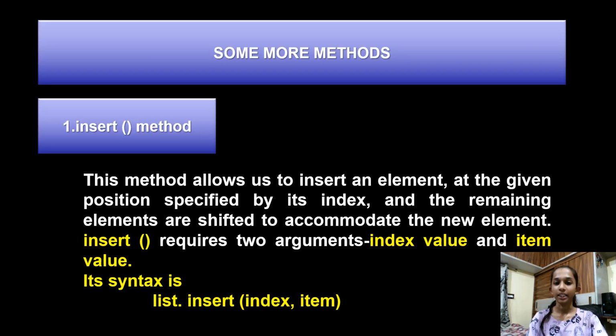Let us discuss the methods in list. First one, the insert method. This method allows us to insert an element at the given position specified by its index, and the remaining elements are shifted to accommodate the new element. Insert requires two arguments, index value and item value. The syntax of the insert method is list.insert, index, item value inside the parenthesis.